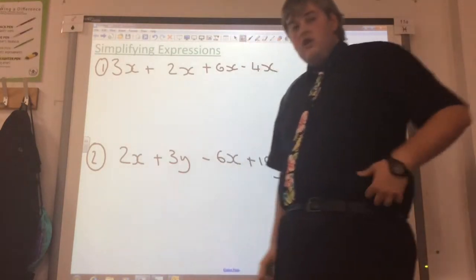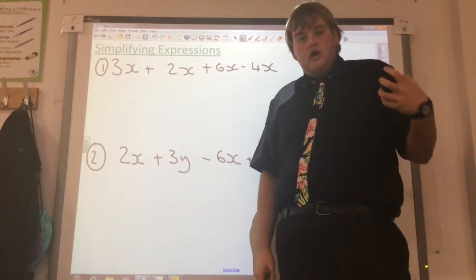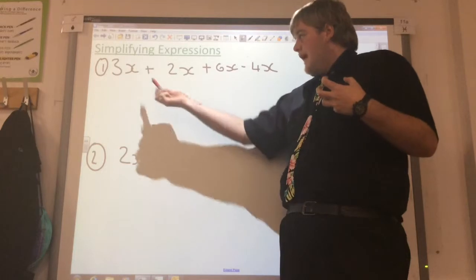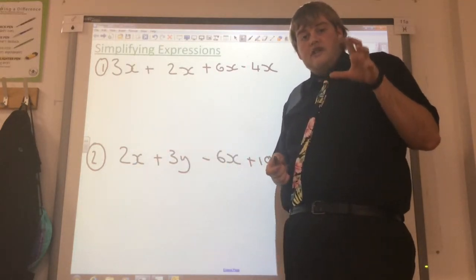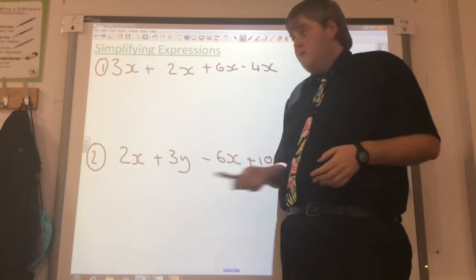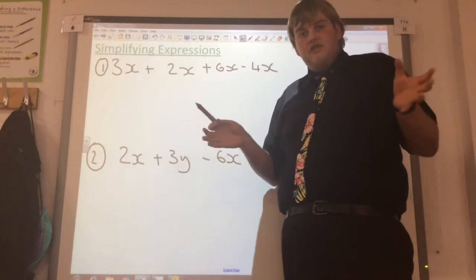When you're collecting like terms, simplifying expressions, what you do is you look for terms in your expressions that have the same letters in. It's all to do with algebra. You look for things that have the same algebraic terms. So, here I've got a nice simple one to start with. All of these have got x's in.